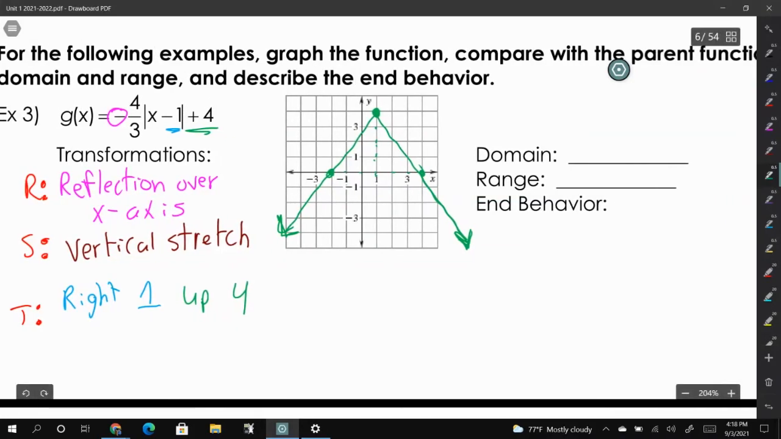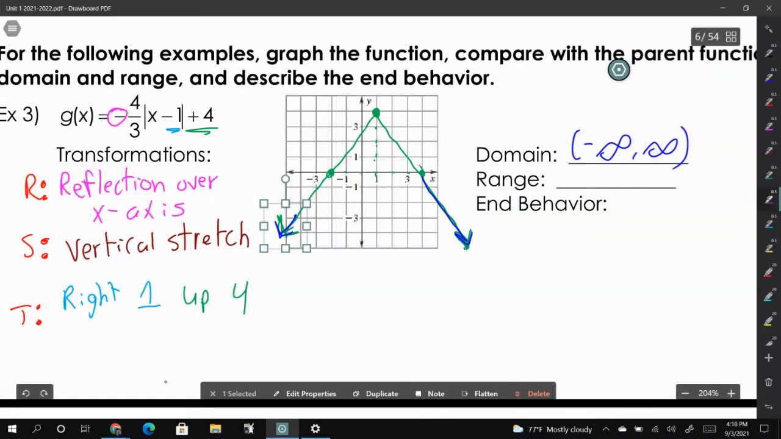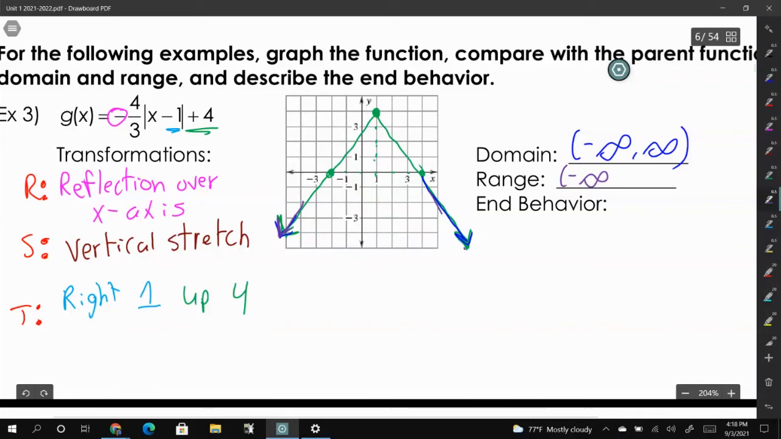The domain for absolute value functions will always be negative infinity, comma, infinity. Look at my arrows. They keep going forever, left and right. Now the range. Because our absolute value function is open downwards, the smallest y value is going to be negative infinity. Both sides, the arrows are going down to negative infinity. The largest y value is right here at positive 4. And then we put a bracket around it because it's included.